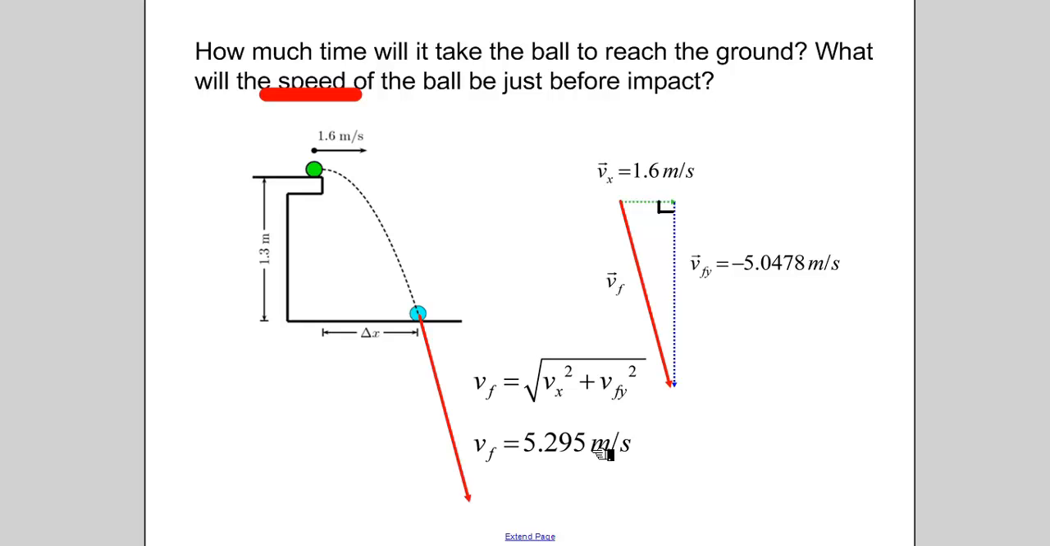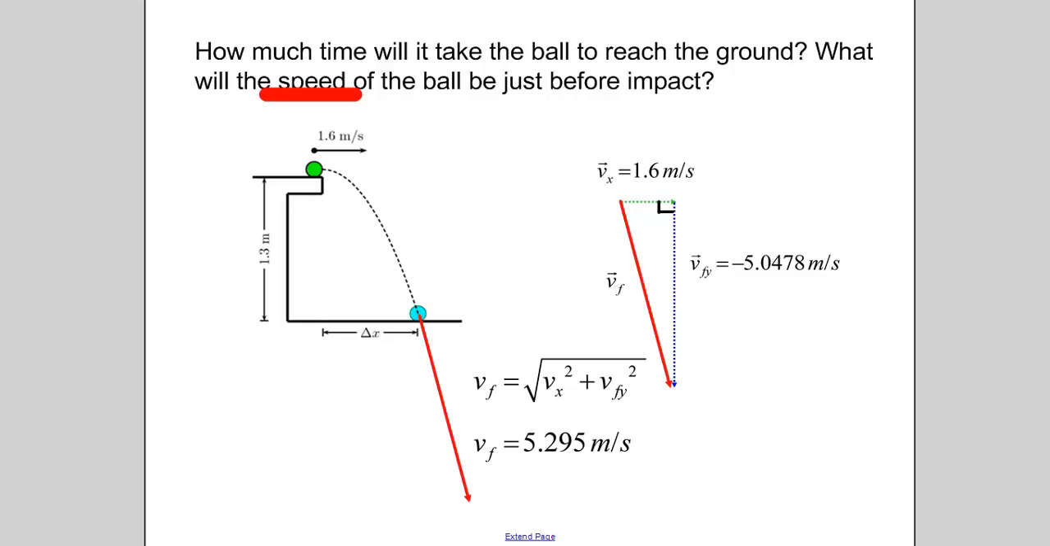The people who can't do this problem are the people who don't understand the difference between having an x velocity and a y velocity. Those are two things, two components of a vector that come together to make the actual vector itself. So we can talk about the length of either of those components, or we can talk about the length of the vector itself. So the length of the vector itself, the speed, is 5.295 meters per second.